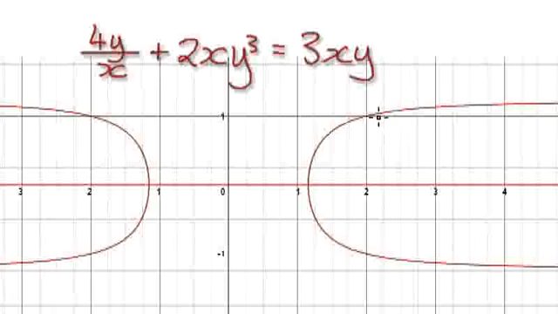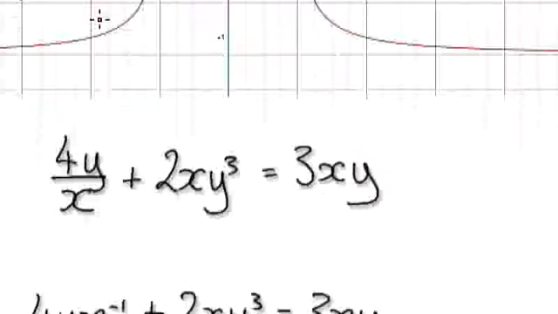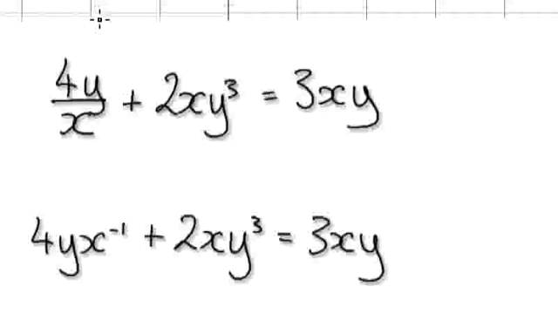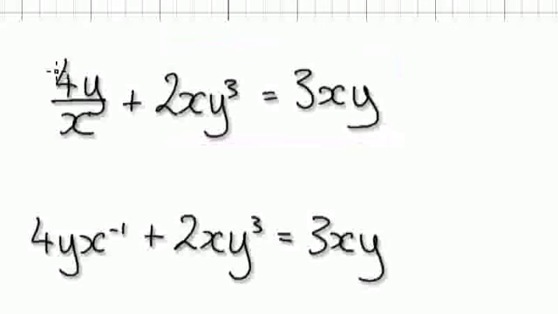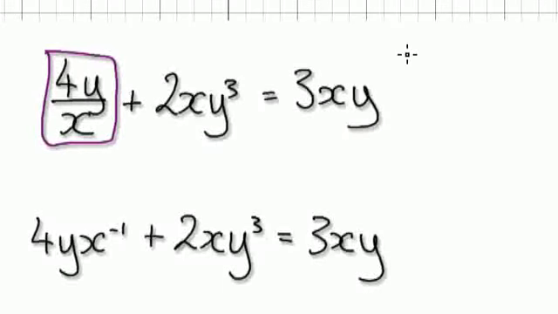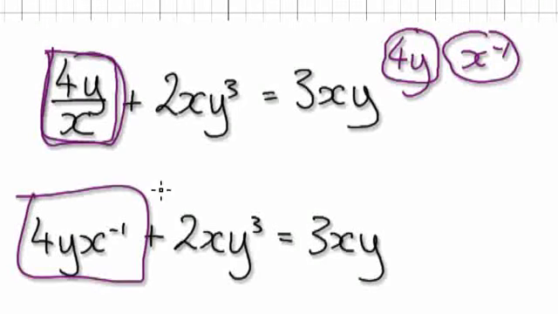Okay, so to find out the equation for this tangent line, you will need to know the gradient at this point here. So starting with your equation here, basically you need to differentiate this. Instead of using the quotient rule here, rewrite this as y times x to the power of minus 1. So now we can use the product rule as opposed to the quotient rule.